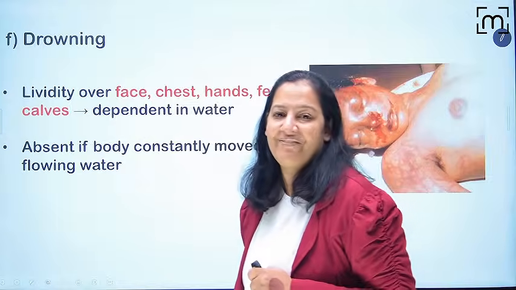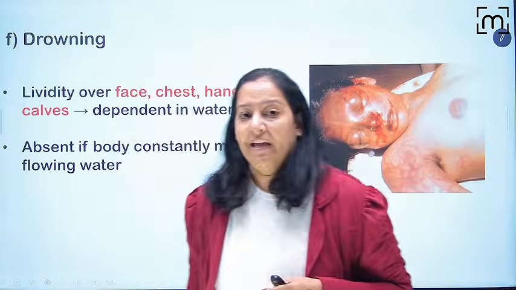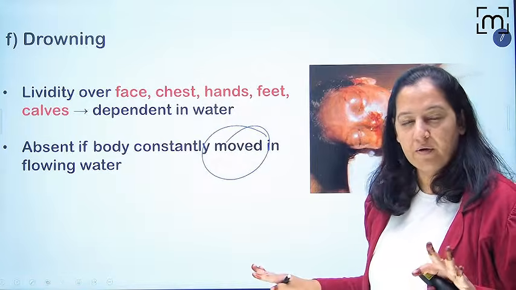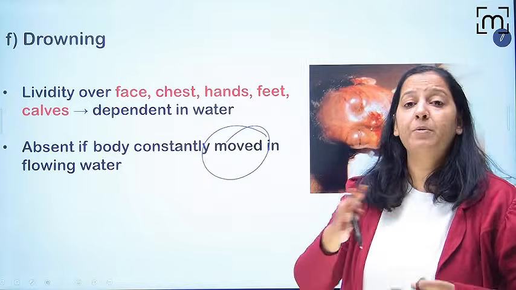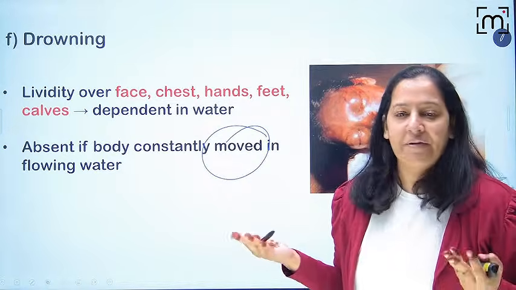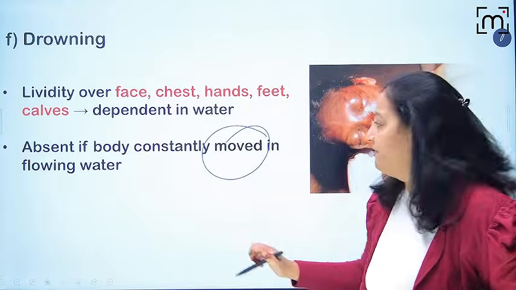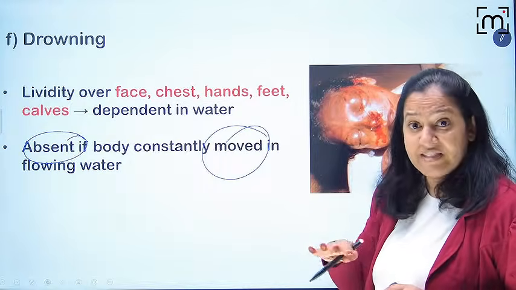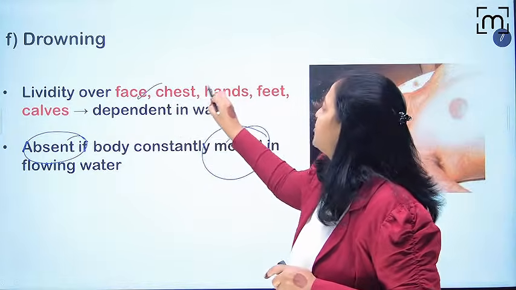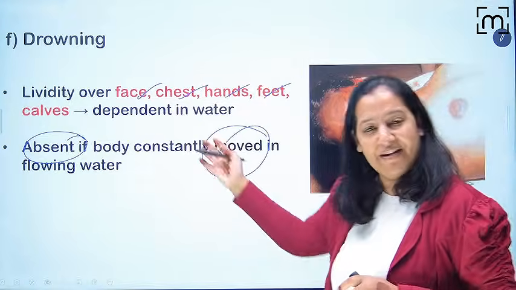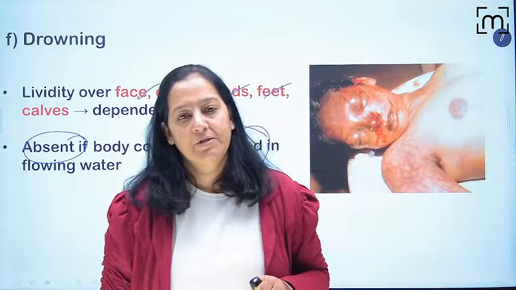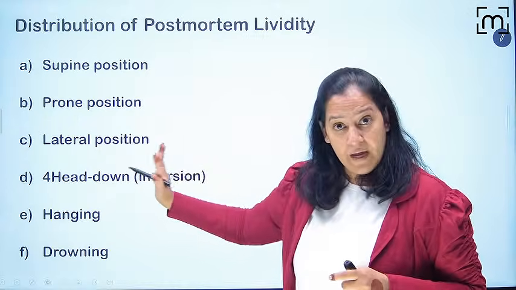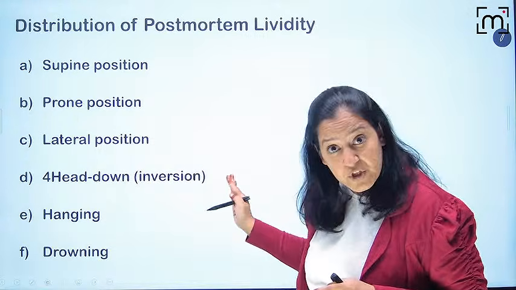What about drowning? Where is the lividity in case of drowning? If the body is constantly moving, there is no lividity. The position of the body keeps on changing depending on the flow of the water, so gravity cannot act. So lividity will be absent. But if the body is stationary, not moving, it can be on the face, chest, hands, feet, and calves, depending on the position of the body in the water. Drowning is not very specific. So these are the positions, and you should be able to draw the diagrams and explain the position of the lividity.